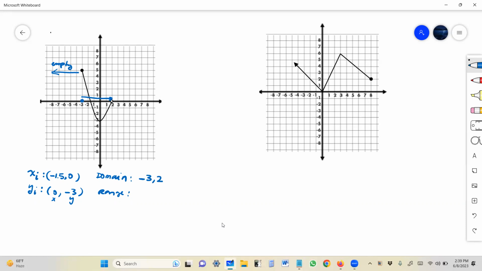So now the question is, do I use parentheses? Do I use brackets? Okay. Let me just erase this. I don't want that thing here. So it goes from here to here. So here's my -3, 2. And notice that at -3, the point is solid, so I'll use a bracket. But at 2, it's an open circle, so I use parentheses. All right, very good.